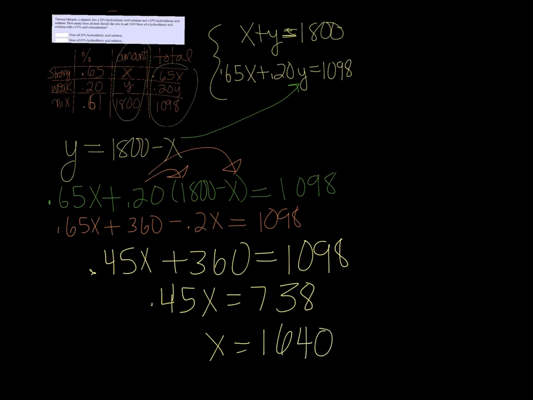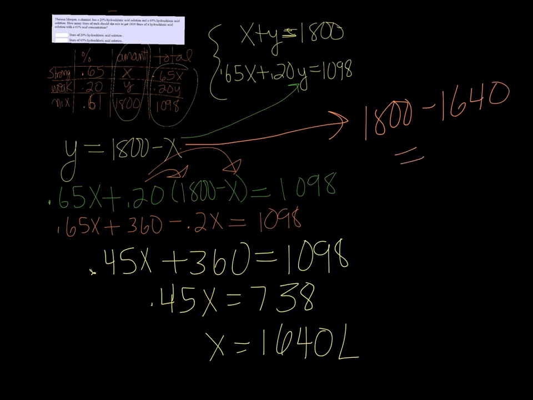liters, I think it was. Yes. So X stood for the strong amount, so we need 1,640 liters of the strong solution. And to find the weak, all I need to do is go back up to my y equals 1,800 minus x and plug in 1,640 for x. And when I do that, I get, let's see, 160.